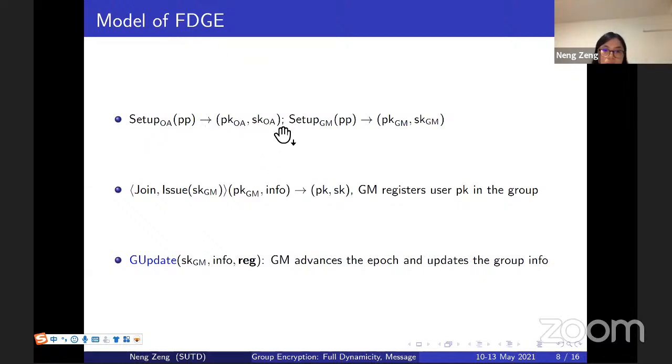In this model, the opening authority and the group manager run the setup algorithm to produce their public and secret key pairs. In join and issue, an interactive protocol securely run between a user and the group manager, the user obtains their own public and secret key, and the group manager updates the group information. Our model enables the group manager to remove some users from the group through a group updating algorithm. In this algorithm, the group manager advances the epoch input and updates the group information.